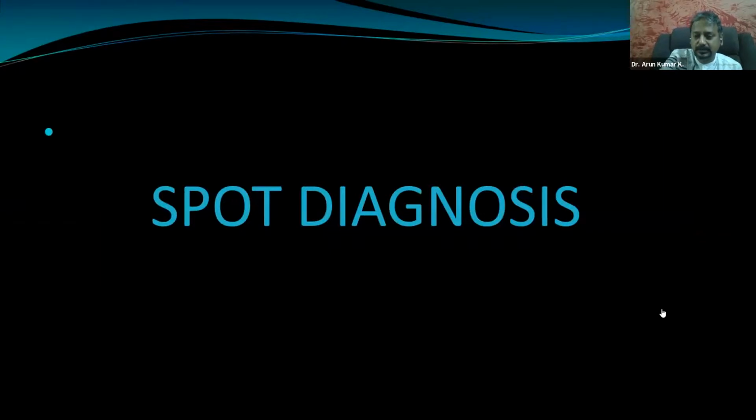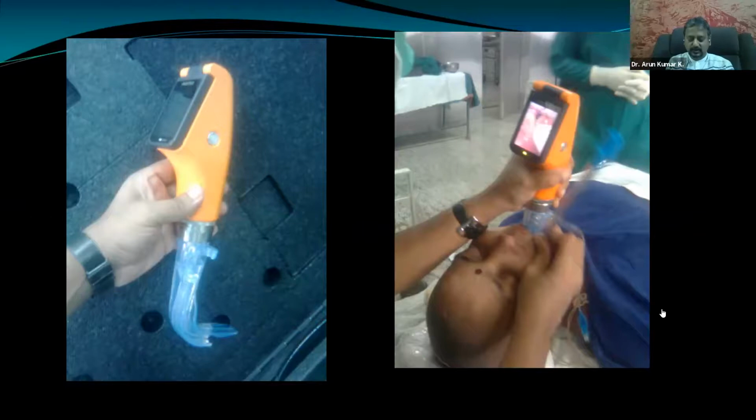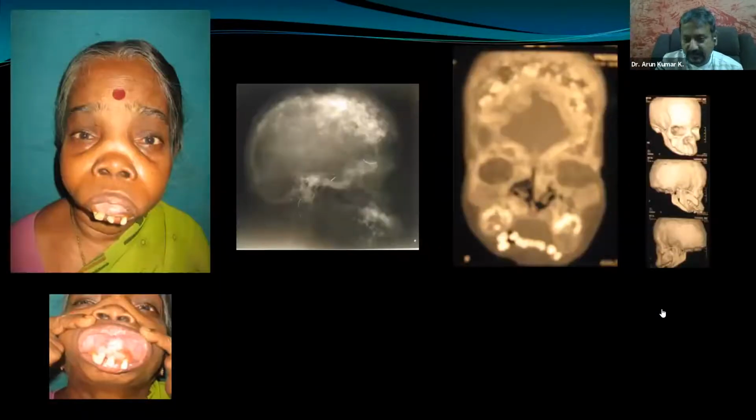Here is your first clue. What is this? Video laryngoscope. That is correct. It's a video laryngoscope. You get 1,000 points straight away. Team 20 gets 1,000. And the second question: identify this disease. Team 35.